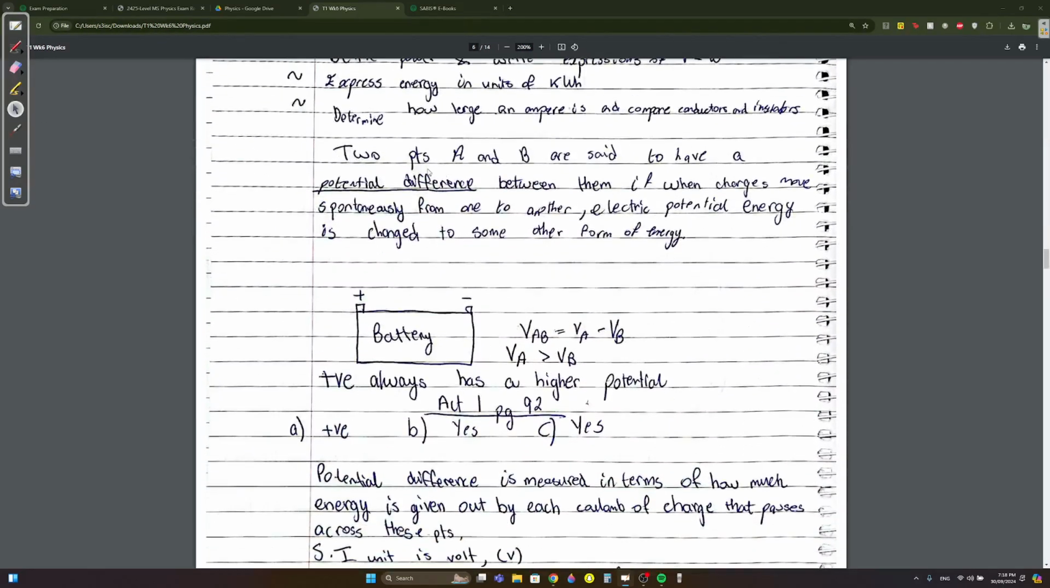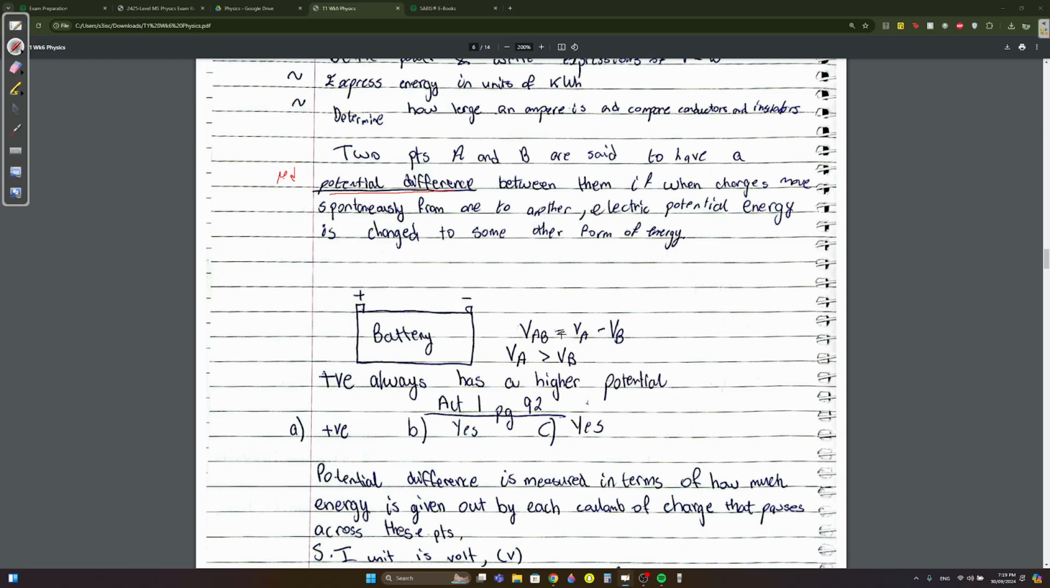Okay, now you have 2 points A and B. They are said to have a potential difference. We call it PD. I'm going to start calling it PD from now on, because I don't want to keep saying potential difference. They have a potential difference between them if, when charges move spontaneously from one to another, electric potential energy is changed to some other form of energy.